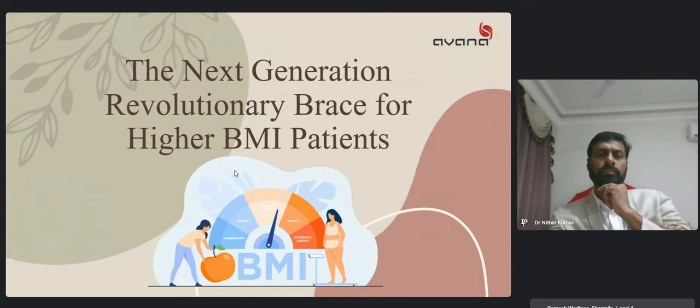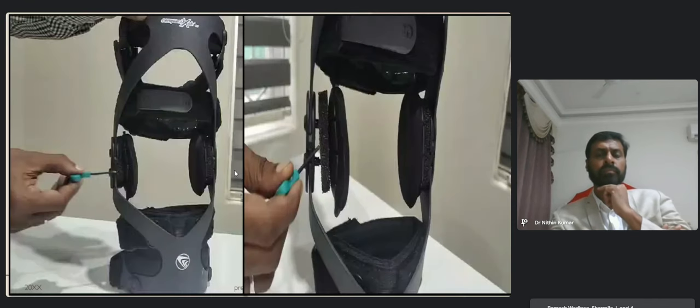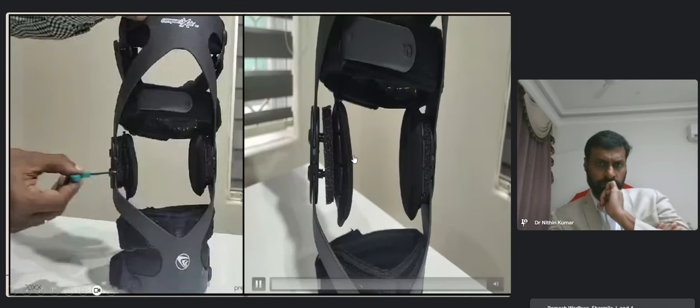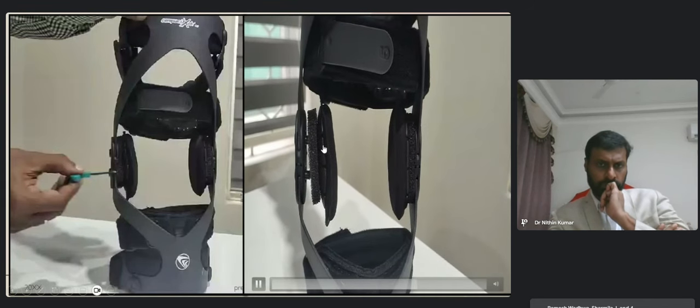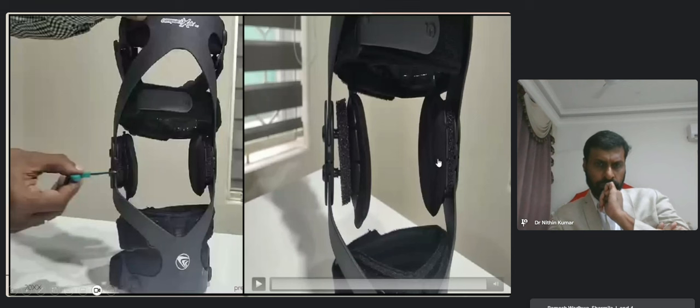Another kind of brace we have also introduced recently. This is especially for higher BMI patients. Weight is more, so obviously they need a different mechanism for that. If you see this brace, we need to go with the Allen key. You can see that the dials will push it, so the offloading will happen. But the advantage of this brace, if the patients are a little bit higher BMI, is that it really works on the frontal side.